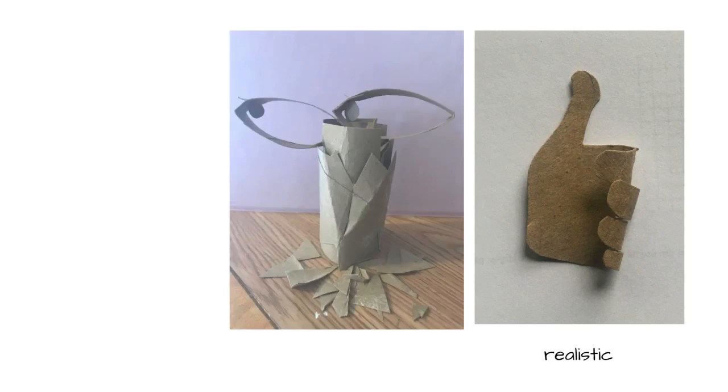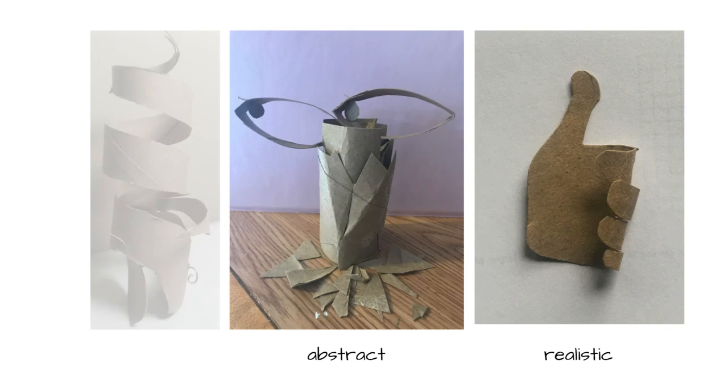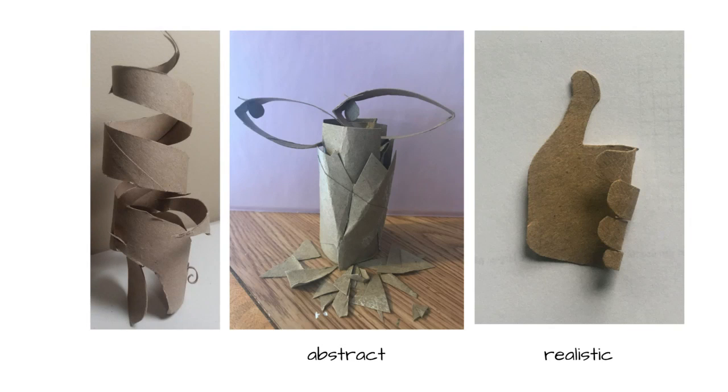The hand is called realistic. The eyes in the middle that are like eyes, we see eyes, but they're not 100% realistic, are called abstract. They're changed just a little bit. And then the sculpture on the left, this is non-objective. It does not refer to anything realistic. The artist used form and movement to create the idea.